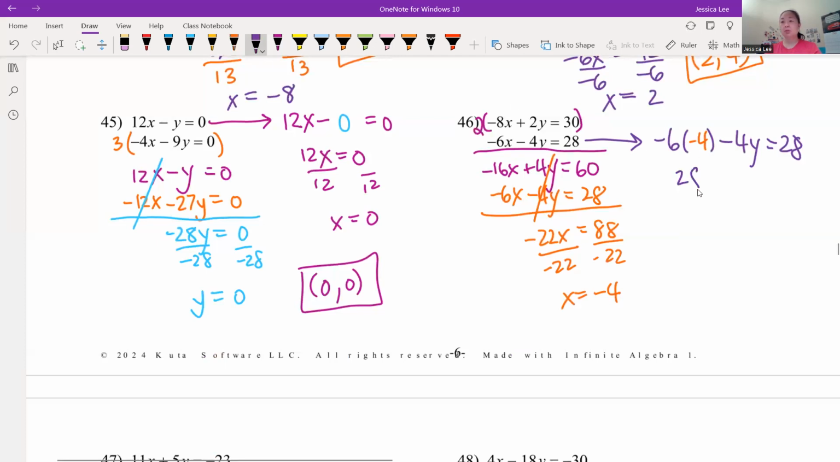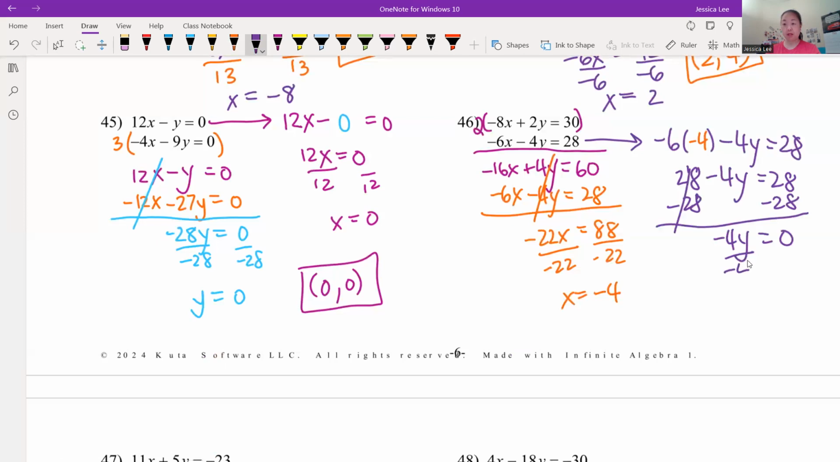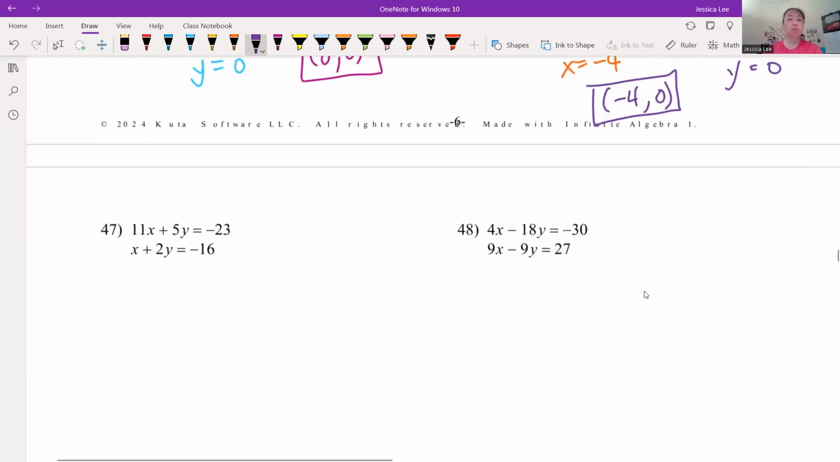I'm just going to plug in my negative 4 in for the x. Let's solve this. So this is going to be 28 minus 4y is equal to 28. Subtract 28, subtract 28. Negative 4y is equal to 0. We know that that's just a number. We're dividing by negative 4. Y is equal to 0. So our answer is going to be negative 4, 0. Right? 0 is still a number. People like to freak out on those ones.